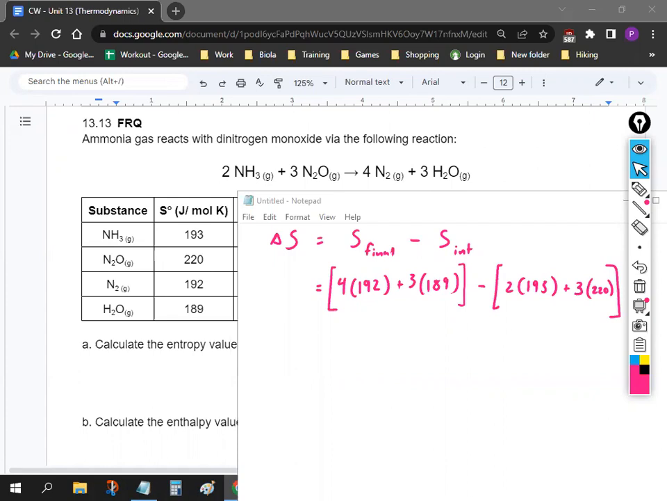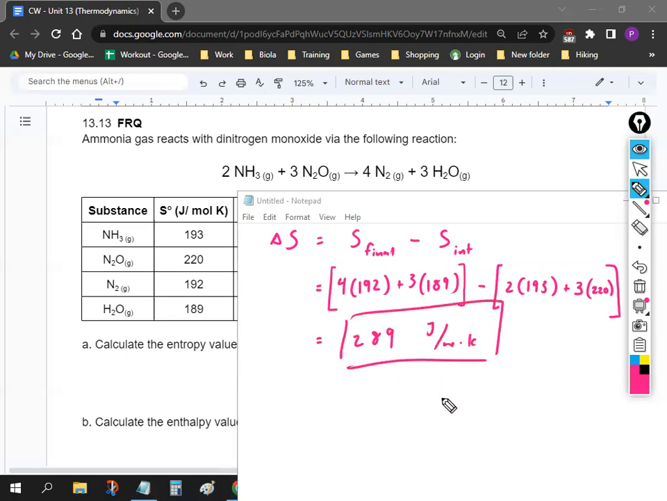Okay, if you take a look at the entropy values again, it's going to be final minus initial. You have all of the compounds, so you can just multiply based on the mole ratio, and then subtract the reactants from the products. And so you should get a final delta S of 289 joules per mole Kelvin.